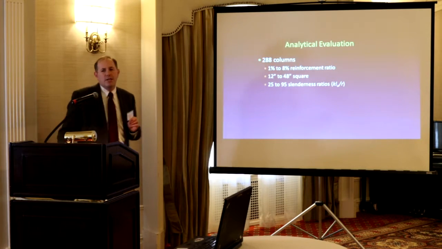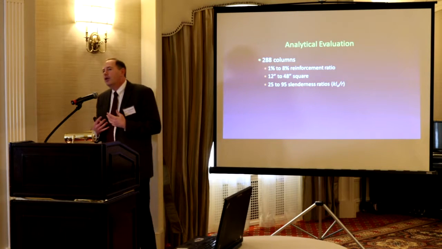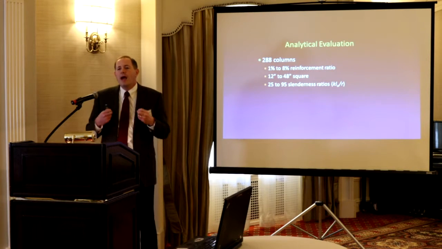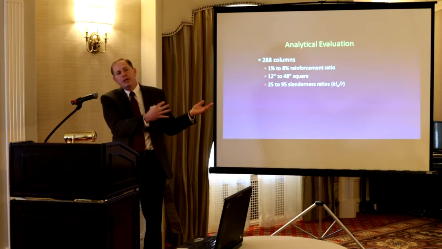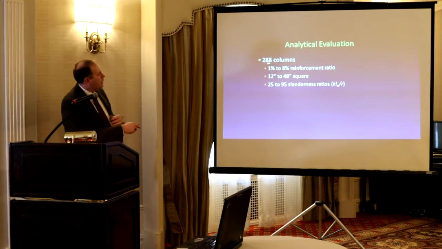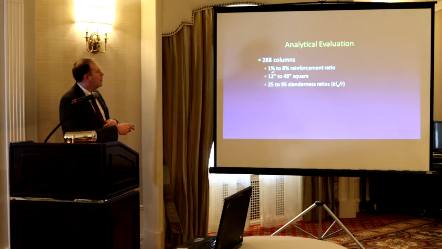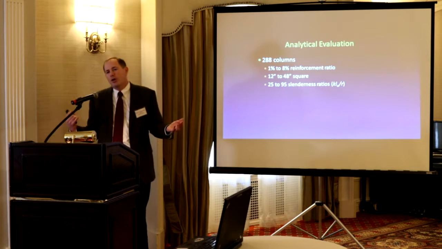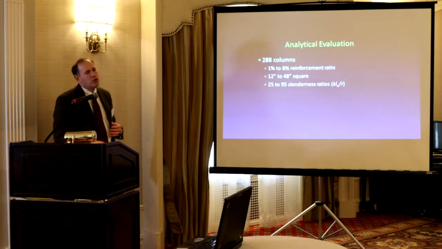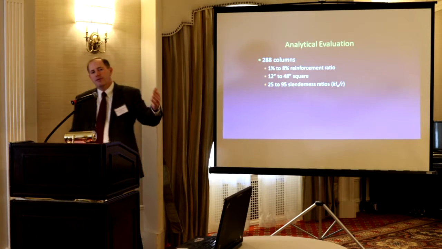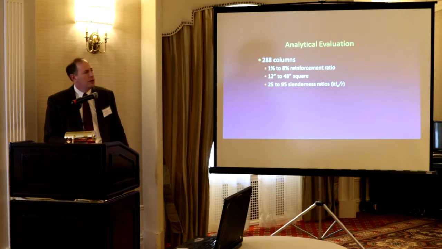So analytically, let me say this. Once we had this figured out, we knew we could predict with our analysis model any column in the world because we could fully analyze it. We looked at 288 different columns, all the way from 1 to 8% reinforcement. We looked at 12-inch to 48-inch square columns. We were focused on the square here. And we looked at slenderness ratios up to a crazy 95. I mean, really slender columns.